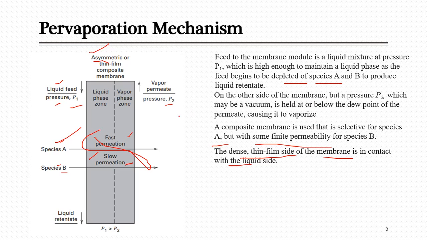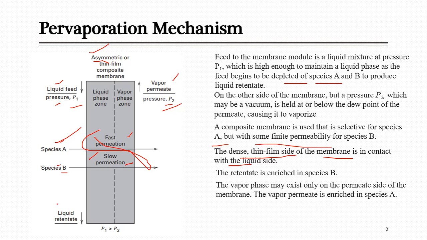On the other side only those components exist which are actually separated, but on the feed side there will be a mixture, so this dense thin film side should be on that side. And this is the same even for RO and gas separation. When you use this dense thin film membrane, which is the active layer, it is usually on the feed side. At the end of the day, the permeate will contain more A, and the retentate will contain more of species B.